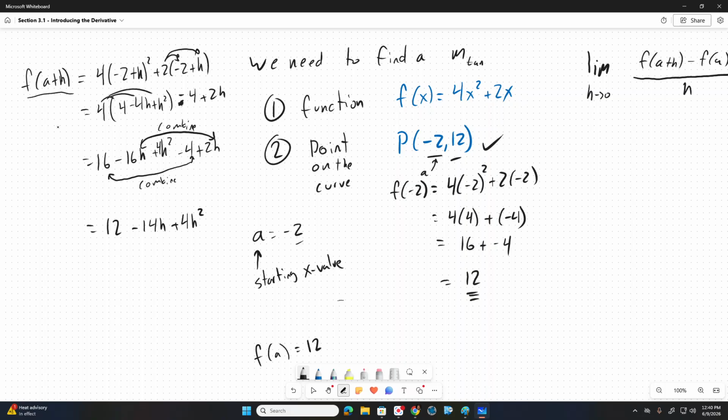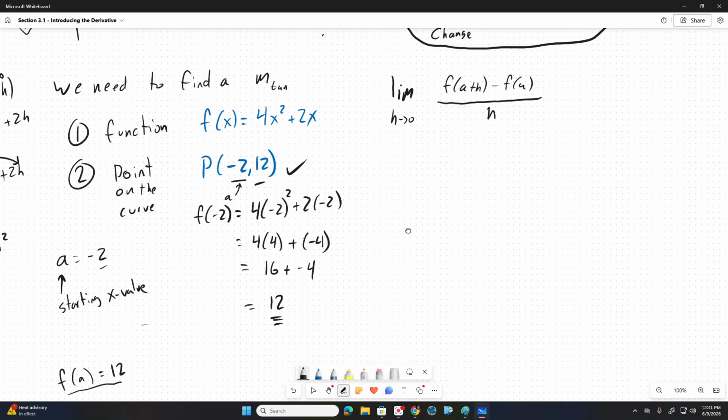So, we have f of a plus h. We have f of a. Now, we're going to just plug it in. And what we're plugging it into is this definition over here. So this is the limit as h approaches 0 of f of a plus h minus f of a. So once again, this is the limit as h approaches 0. I'm going to use some brackets just to remind me. What is f of a plus h?